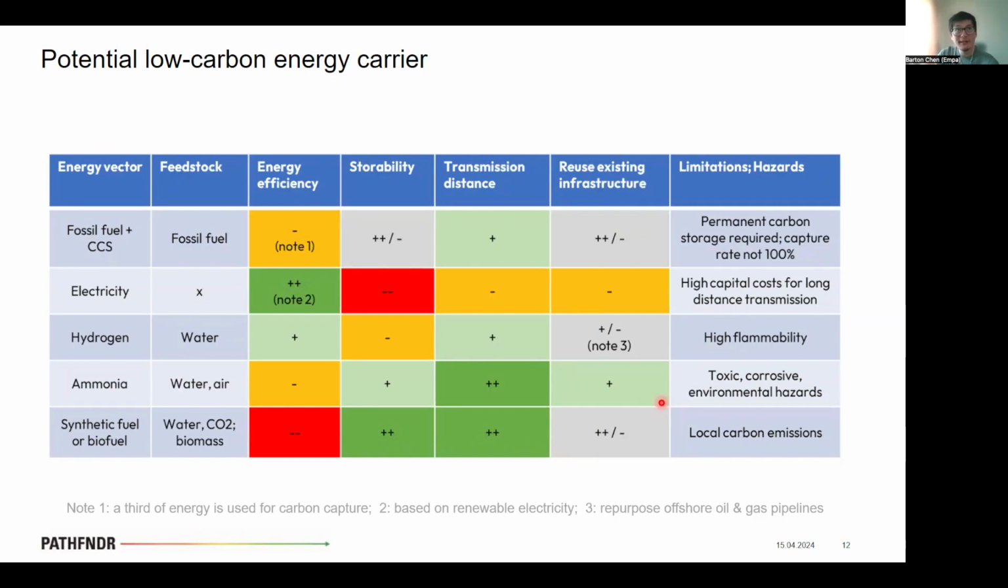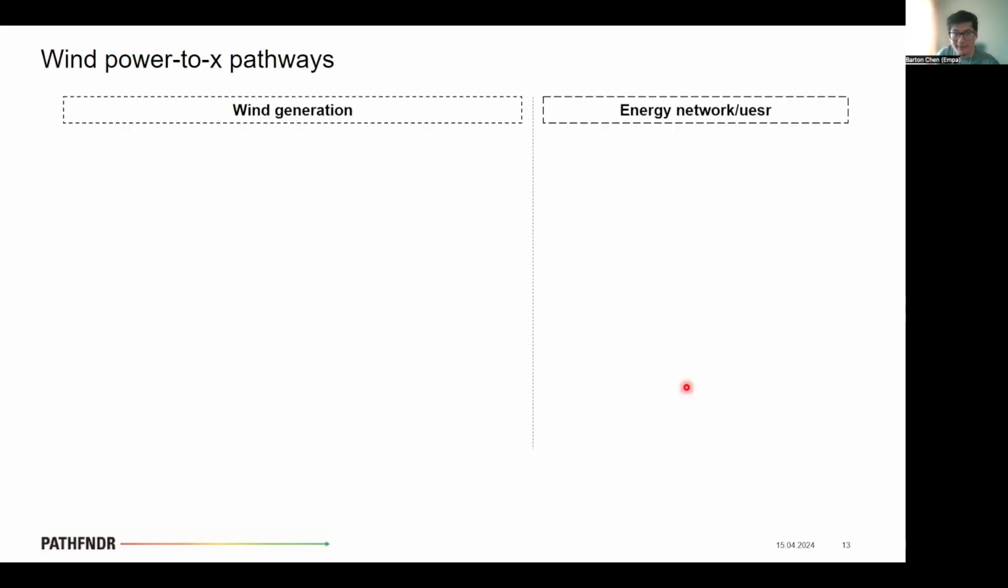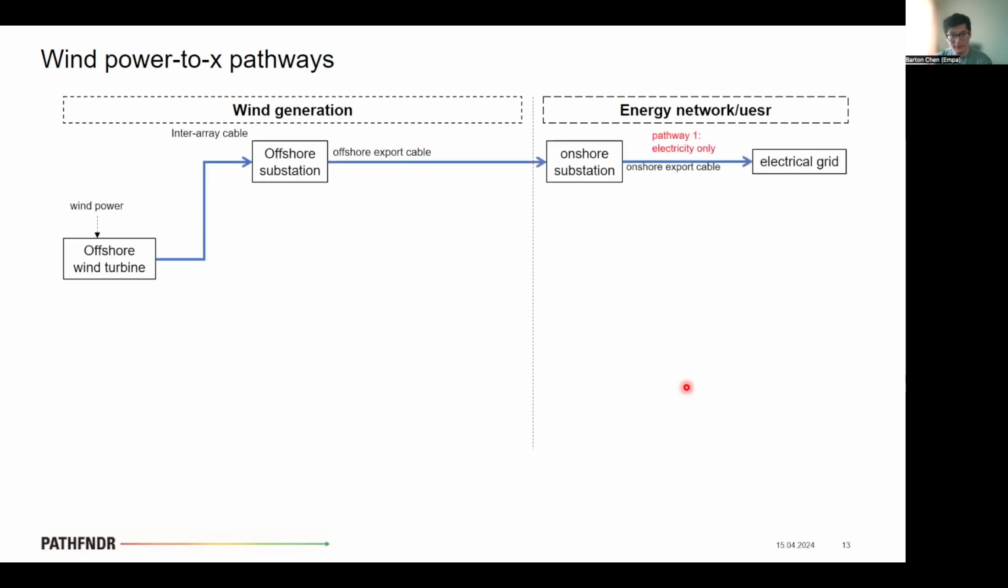So hopefully this can give you an overview about different energy carriers. But now I want to link, okay, how does it link to the wind power? This is one of the topics that in my previous project we focused on, because there are different ways you can integrate wind power into the energy system.